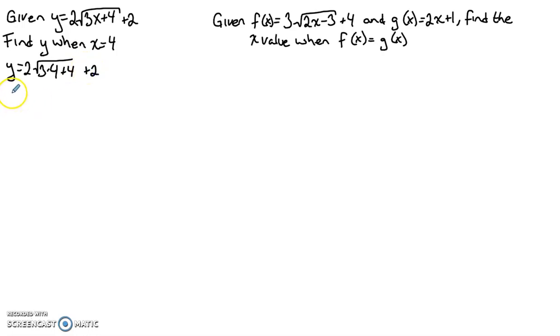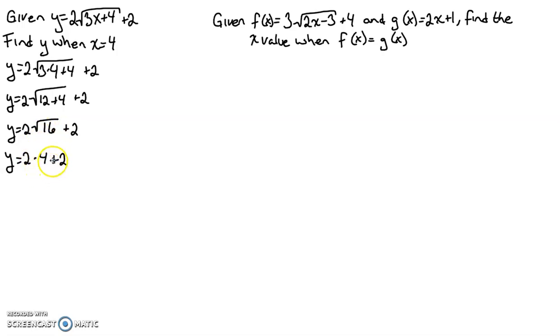And now we can combine terms and solve. So y equals 2 times the square root of 3 times 4 is 12. We still have our plus 4, and then we have a plus 2. So y equals 2 times the square root of 12 plus 4 is 16, plus 2. Y equals 2, the square root of 16 is 4, so times 4 plus 2.